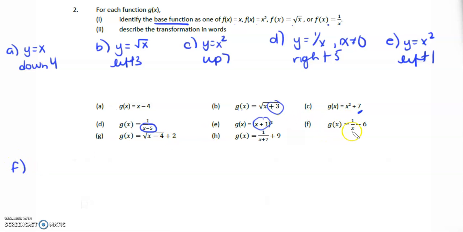F, g(x) equals 1 over x minus 6. So the base graph is 1 over x. And this negative 6 trails behind. It's not grouped with the x. So this is down 6.